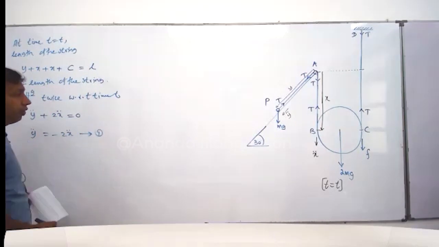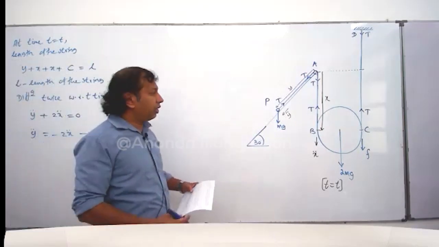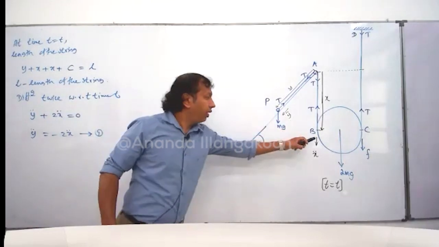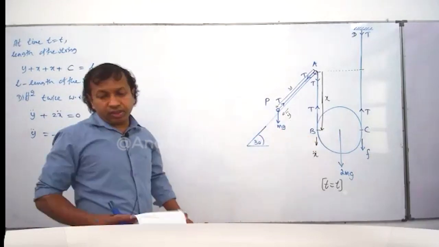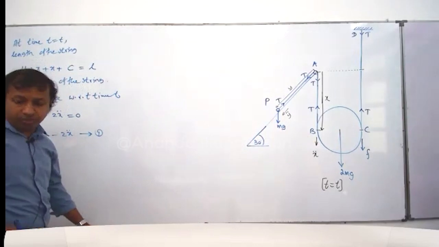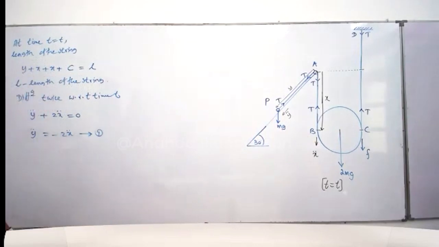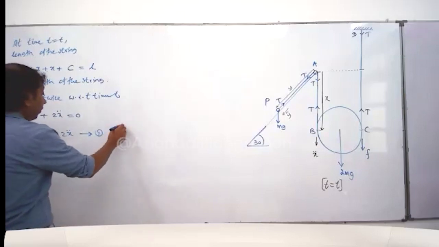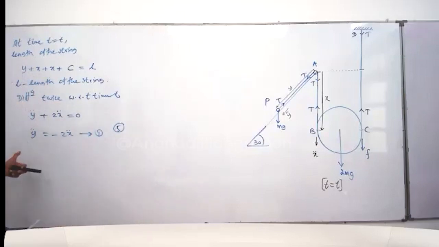Another 2 equations we have to take. How do we take the 2 equations? We apply F equals ma for this and this. Then we get the rest 2 equations, thereby we can solve them. Then you can take this answer. This one, 5 marks given. Then you must write that in words.